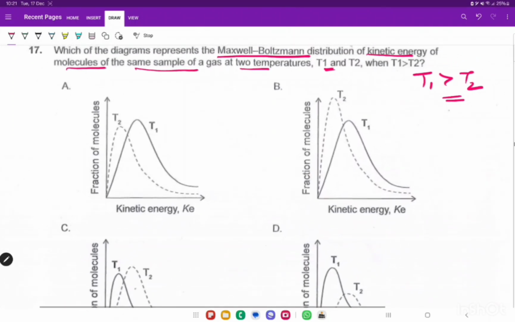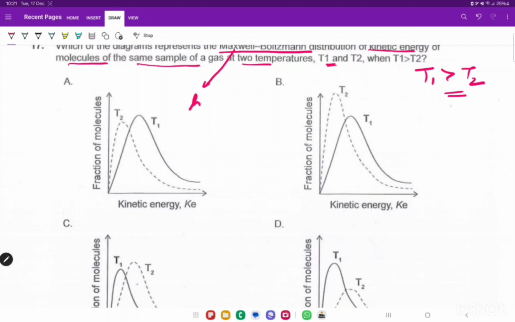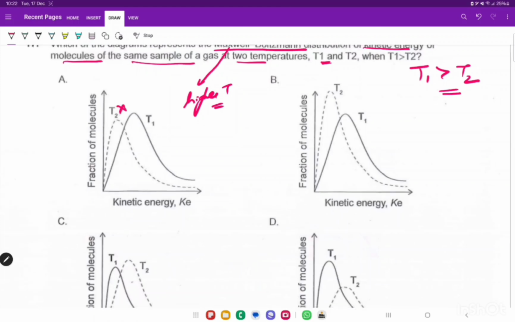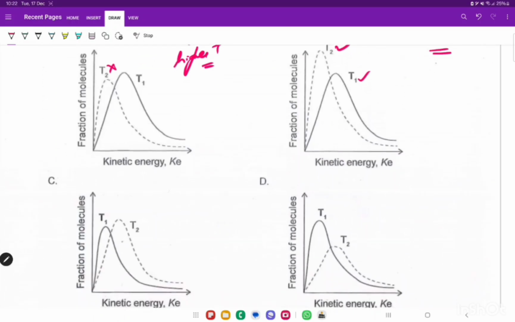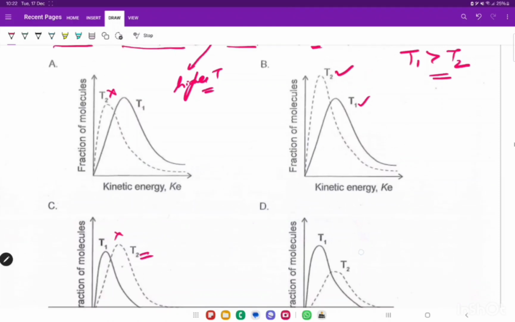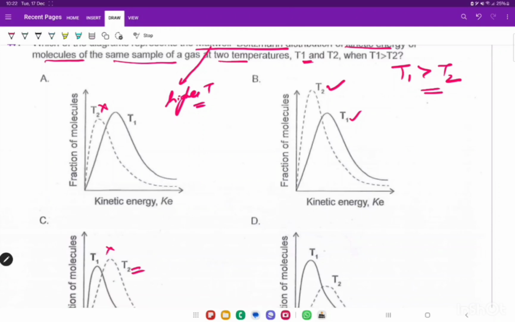Whenever we make a Maxwell-Boltzmann curve, the curve at higher temperature should have lower height and be more flattened. At higher temperature, height should be lower, more flat. This is not possible because T1 is greater than T2 and it's not flat. T2 is lower temperature, correct, and T1 is at higher temperature, correct. It is more flat, correct. The answer could be B. If I see T2 and T1 in this one, T2 is greater than T1, not possible. In this one, T1 is lower temperature than T2, which is also wrong.